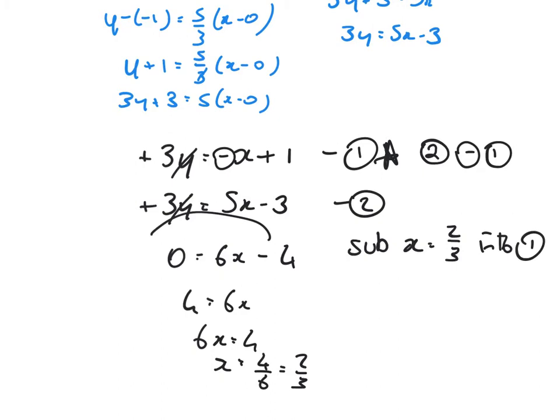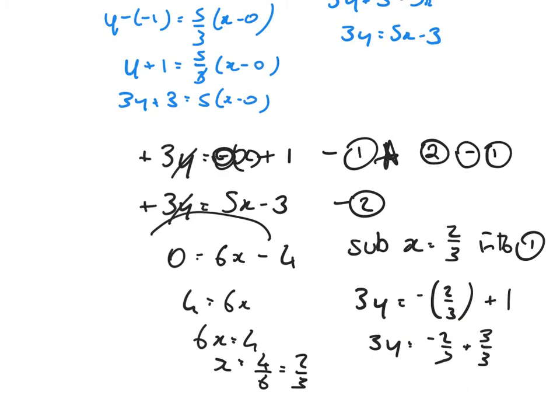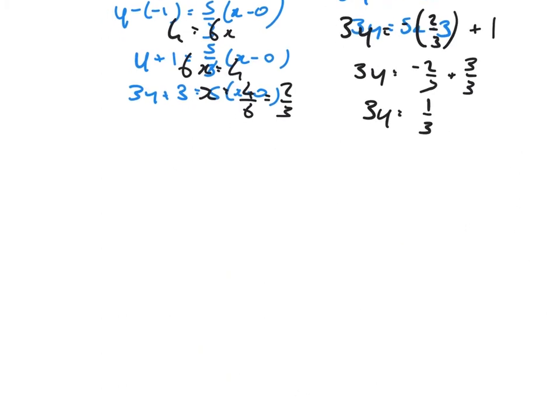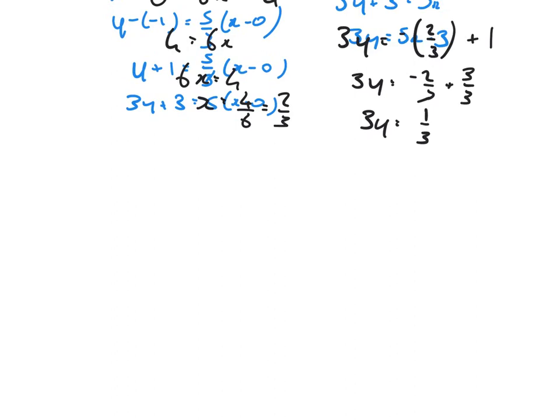So in equation 1, wherever I see x, I'll replace it with 2/3. So that's 3y equals, well, it's minus 2/3, that's the substitution, plus 1. So 3y equals minus 2/3 plus 3/3. That's 3y equals 1/3 rather. And then y will be equal to 1/3 divided by 3.